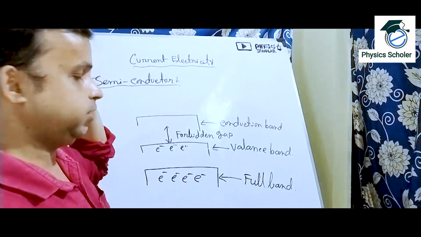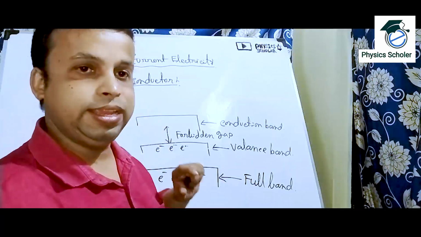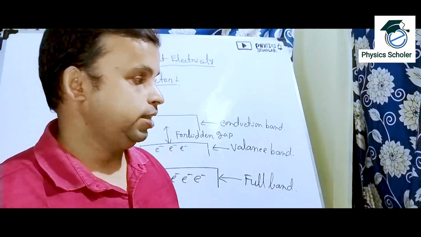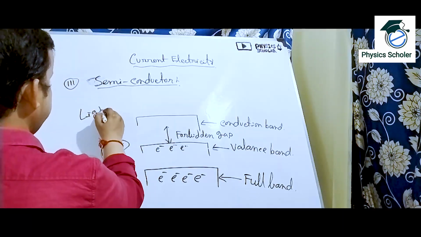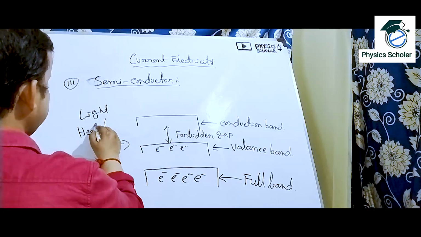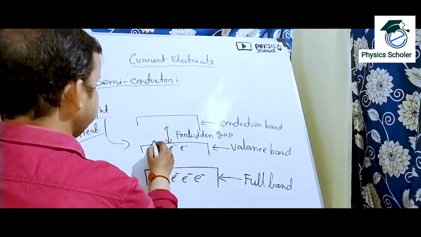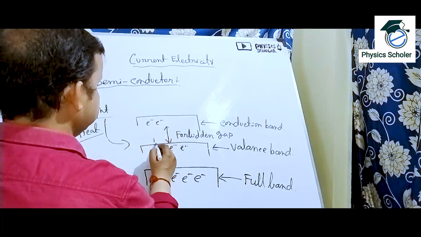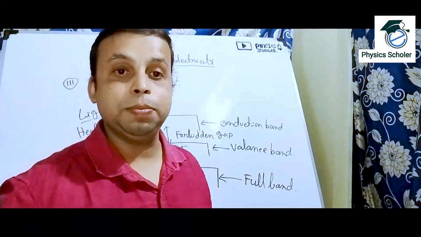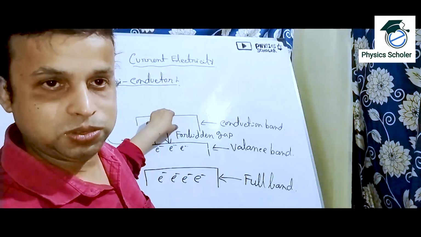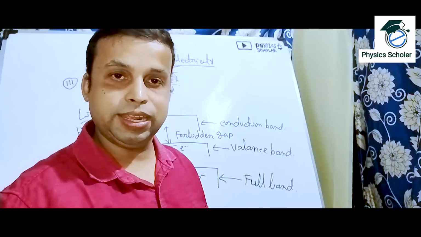That means in normal condition we don't have any electrons over here. So in normal condition it will behave like an insulator. But if we can supply some energy in form of light, in form of heat, or in form of anything, then some electrons may be shifted from valence band to conduction band. So it will get some free electrons in the conduction band, and those electrons will be responsible for conducting current through it.